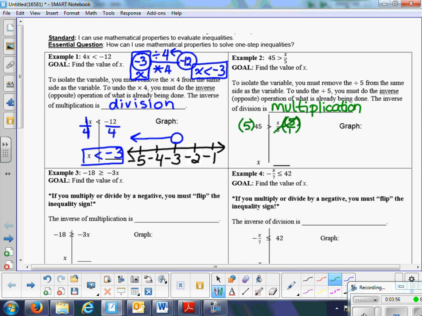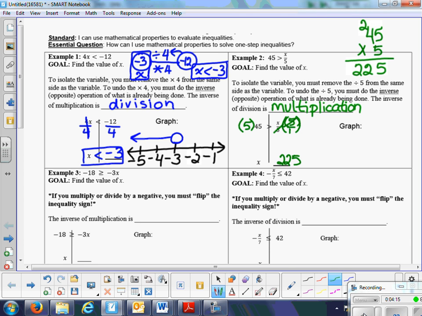I do need to do my multiplication. I have 45 times 5. We know that 5 times 5 is 25. We're going to carry that 2. 4 times 5 is 20. Add the 2. We're going to get 225. So the value of our variable is going to be 225.